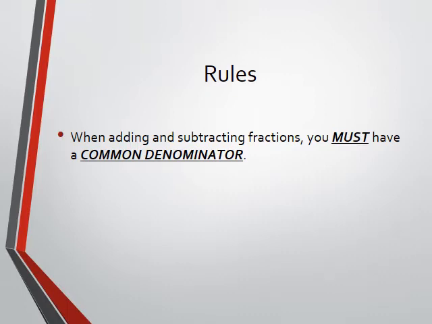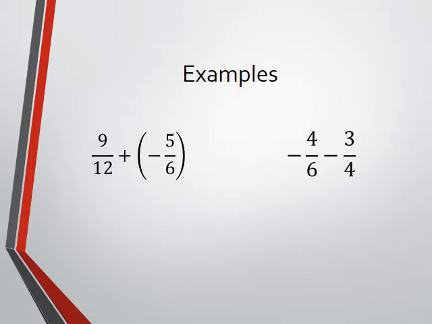Remember, when adding and subtracting fractions, you must have a common denominator. Your denominator is the number on the bottom of a fraction, and it has to be the same. You also don't add those denominators, you only add the numerators, or the numbers up top. So let's take a look at this problem.